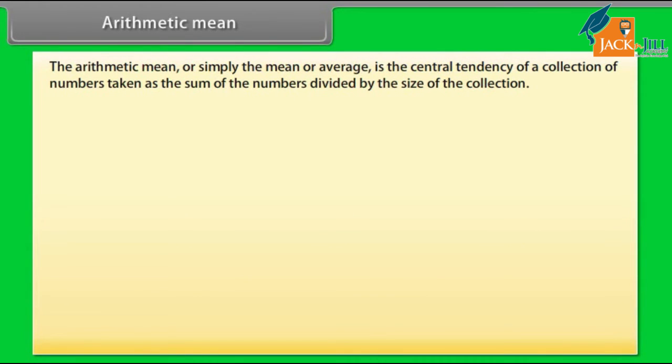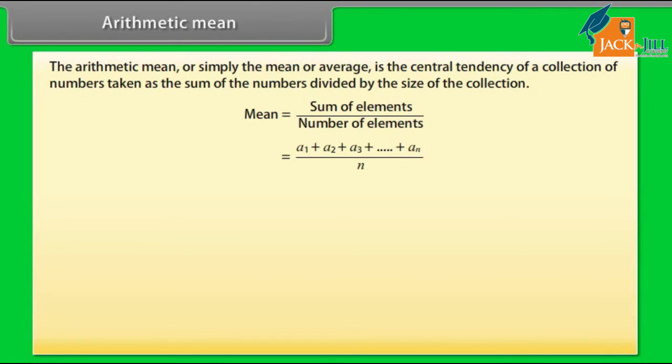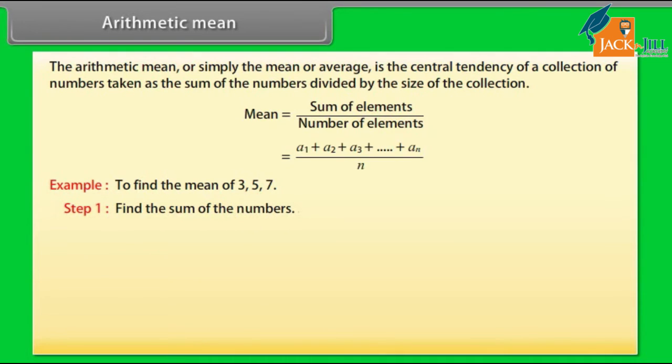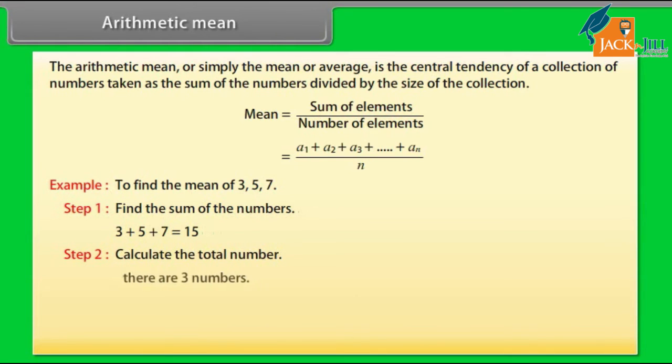Arithmetic mean. The arithmetic mean, or simply the mean or average, is the central tendency of a collection of numbers, taken as the sum of the numbers divided by the size of the collection. Mean is equal to sum of elements by number of elements, which is a1 plus a2 plus a3 up to plus an by n. Example: to find the mean of 3, 5 and 7. Step 1. Find the sum of the numbers, that is 3 plus 5 plus 7 is equal to 15. Step 2. Calculate the total number. There are 3 numbers. Step 3. Finding mean. 15 by 3 is equal to 5.